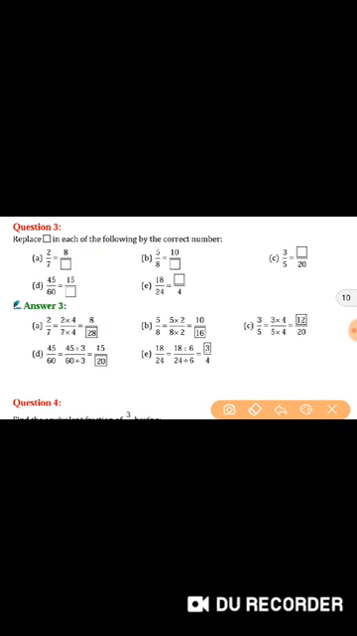Then again this is also the same. 5 twos are 10, means then you have to multiply the 8 with the 2. 8 twos are 16. So it is 16. Then again, these all are like that only. You can check the answers.